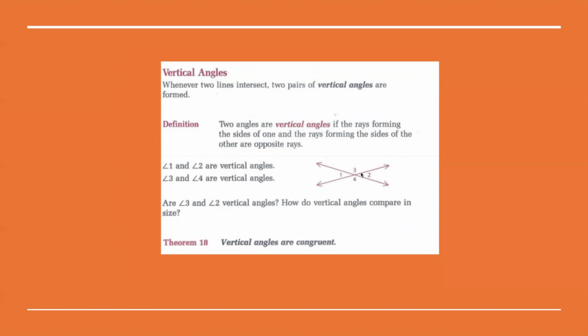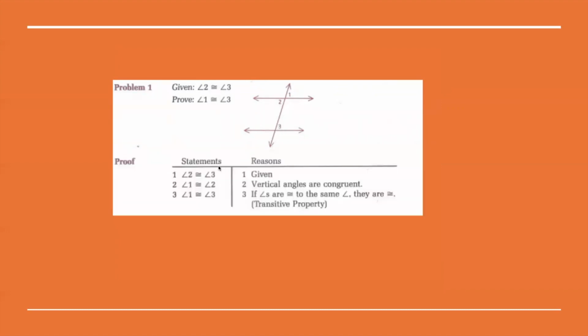How do vertical angles compare in size? Theorem 18 says vertical angles are congruent. Problem 1. We are given that angle 2 is congruent to angle 3. We need to prove that angle 1 is congruent to angle 3. Since angle 1 is congruent to angle 2 because vertical angles are congruent, that means angle 1 is congruent to angle 3, because if angles are congruent to the same angle, they are congruent, which is the transitive property.